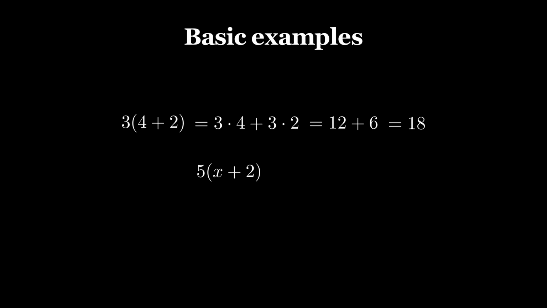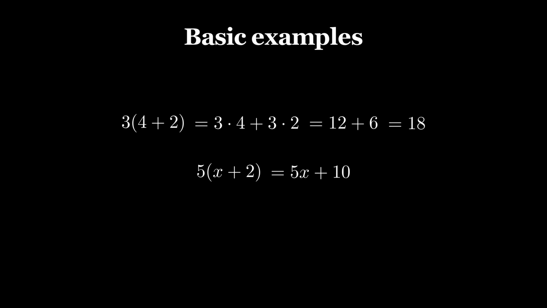First, a pure number example. 3 times (4 plus 2). We distribute the 3. 3 times 4 plus 3 times 2. That is 12 plus 6, which gives 18. Next, an algebra example. 5 times (x plus 2). Multiply 5 with x and 5 with 2. We get 5x plus 10.